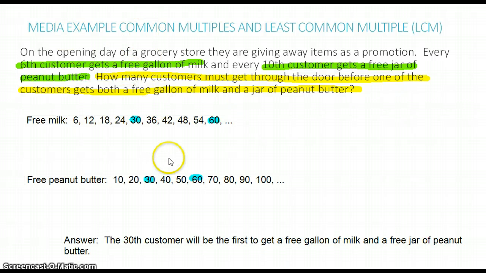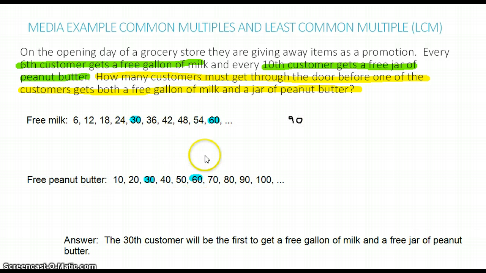Okay. And before we close this problem, just notice that there isn't just one customer who's going to get this amount. There's going to be, well, every 30 customers are going to get this amount. So until the store closes, every 30, so the 60th customer. And we also know the 90th customer will also get a free gallon of milk and a free jar of peanut butter.